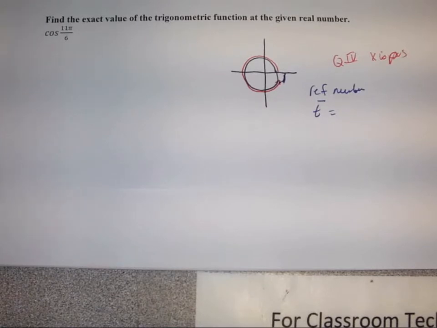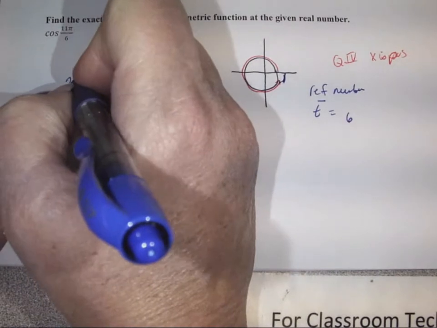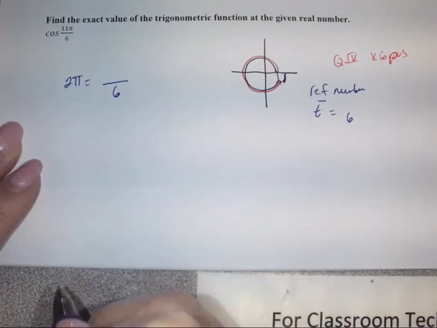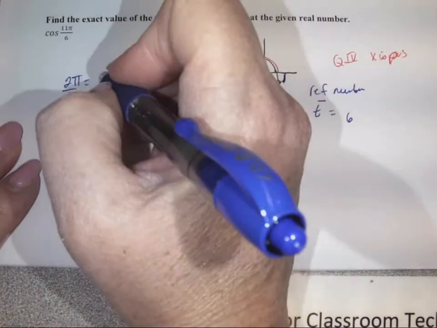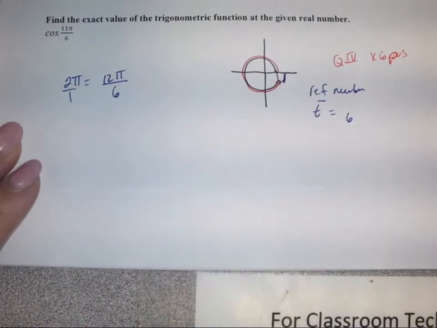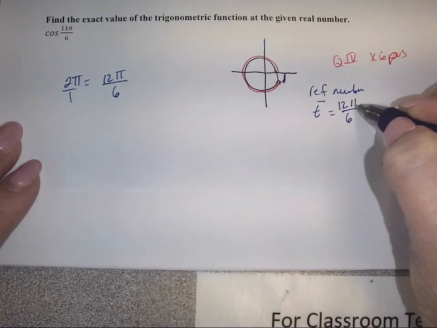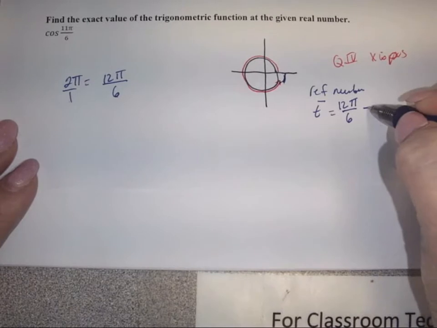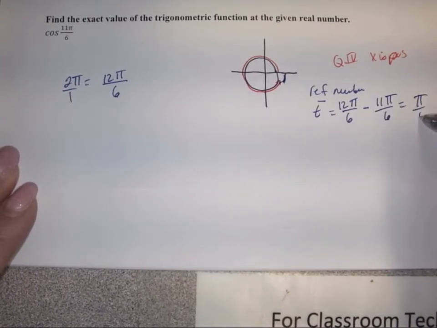The common denominator would be 6. So if I'm looking at 2 pi, that would be equal to what over 6? Well, this is over 1. So 1 times 6 gets you to 6. 2 times 6 gets you 12. So that would be our common denominator of 6, but it's with our 2 pi. So we have 12 pi over 6. Now we're going to subtract our angle of 11 pi over 6, and that gets us pi over 6. So that's our reference number that we can use to figure out what our values are.